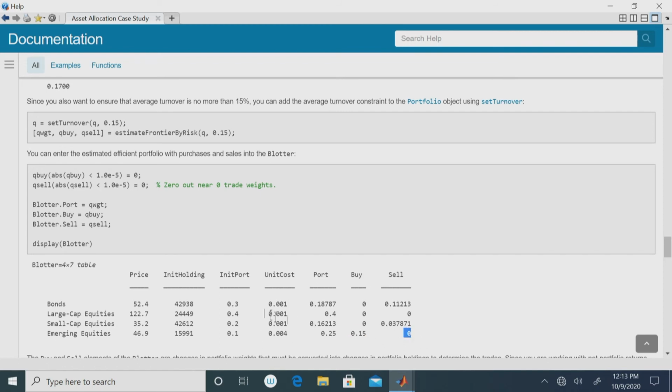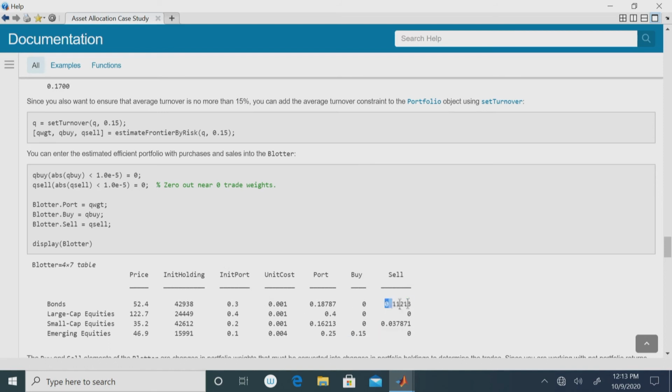Basically, as you move from the initial portfolio to a portfolio at your desired level, at a set turnover of 15%, it turns out that it involves selling in case of bonds and small cap equities, no change in the status of large cap equities, and a significant amount of buying involved in emerging equities.